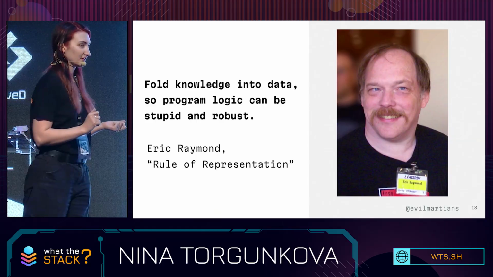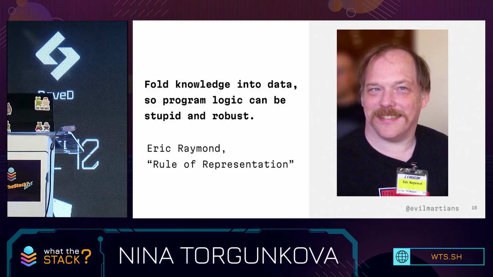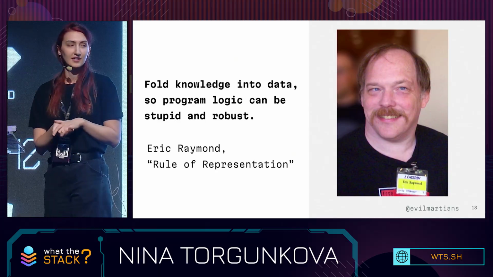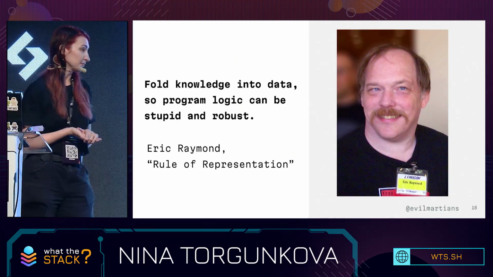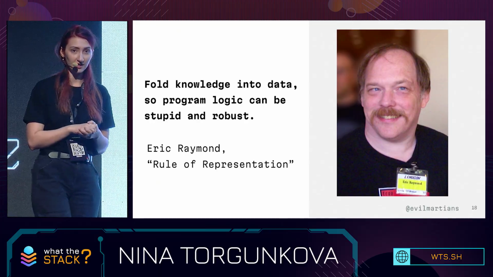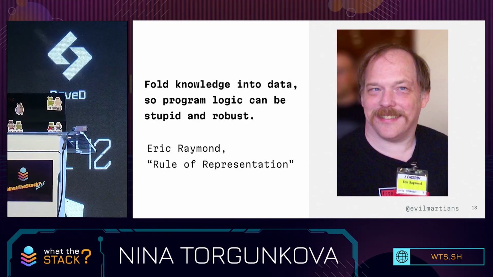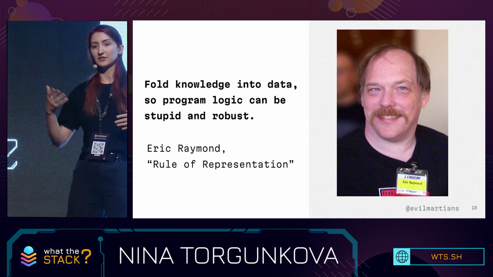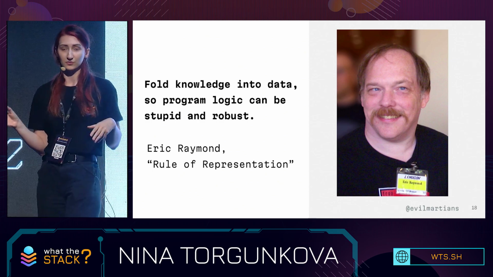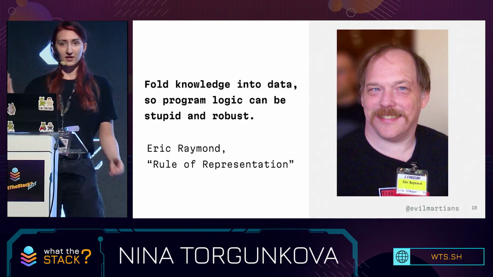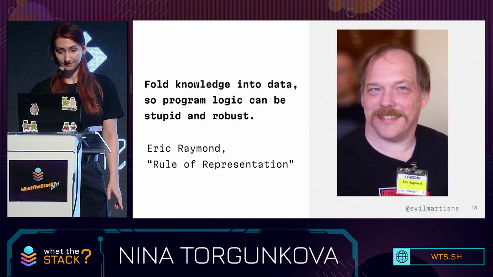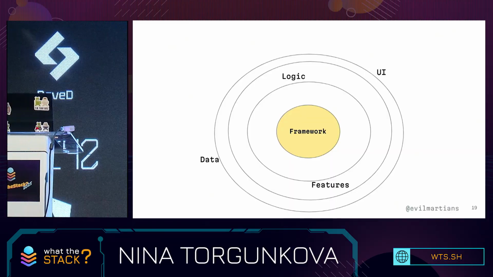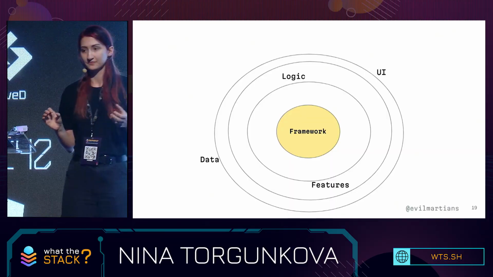For example, this one. Fold knowledge into data, so program logic can be stupid and robust. That's a quote from Eric Raymond, a well-known open source ideologist. And in his book, The Art of Unix Programming, he presented a number of minimalistic approaches for modular software engineering. And this one was called the rule of representation. Let's try to apply this idea to our problem.